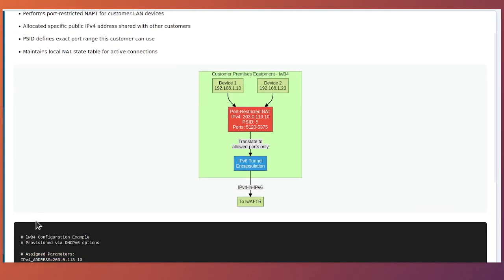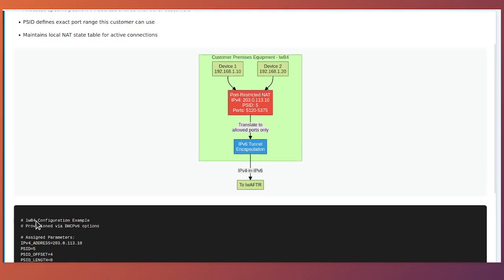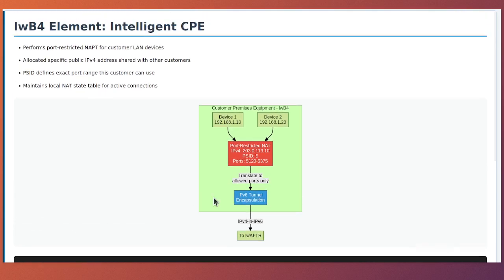But unlike traditional NAT, the lwB4 must restrict its source port allocation to only the ports that have been assigned to this specific customer. This port-restricted NAT is the key innovation that allows address sharing without centralized state management.